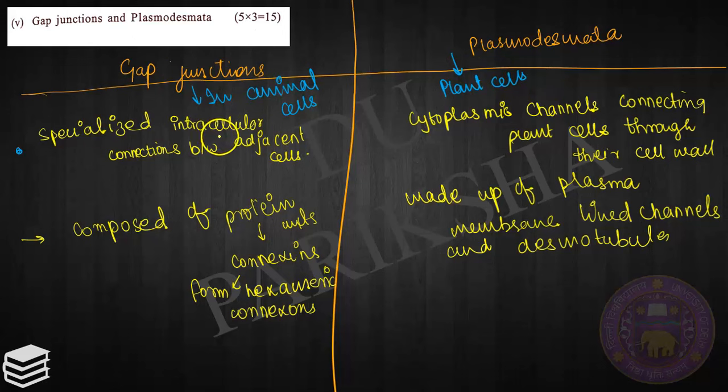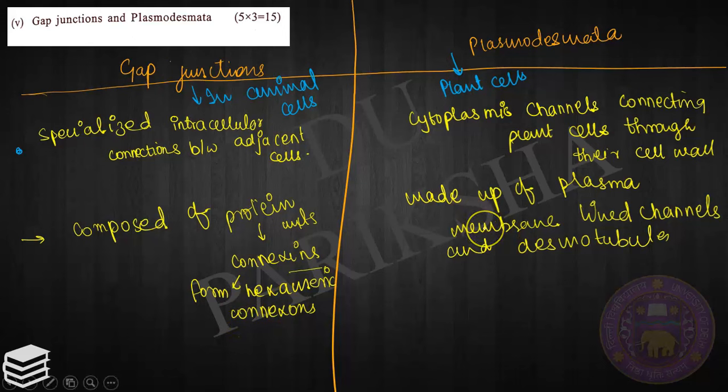Gap junctions are specialized intercellular connections between adjacent animal cells. On the other hand, plasmodesmata are the cytoplasmic channels that connect plant cells through their cell walls. Gap junctions are composed of protein units called connexins. They assemble in hexameric form to form connexons. Connexons then dock with connexons of the adjacent cell, forming gap junctions.